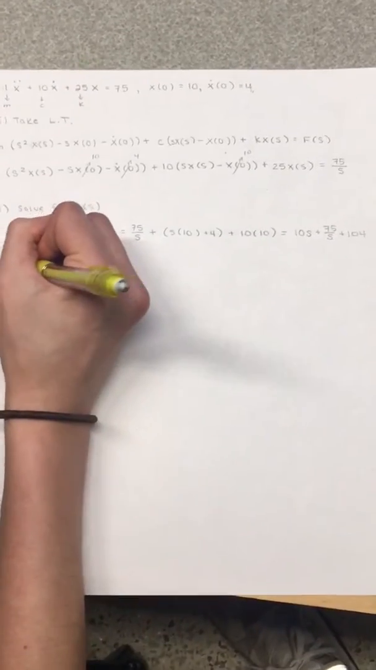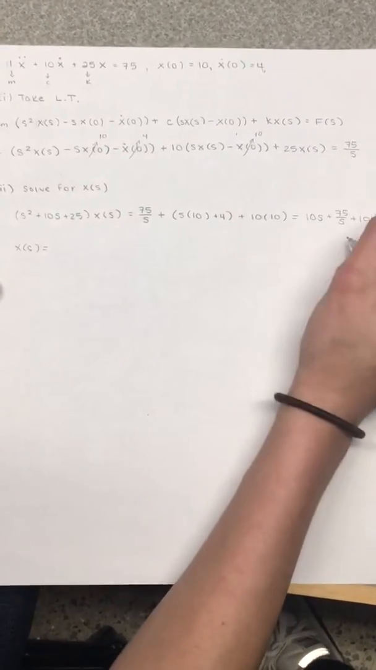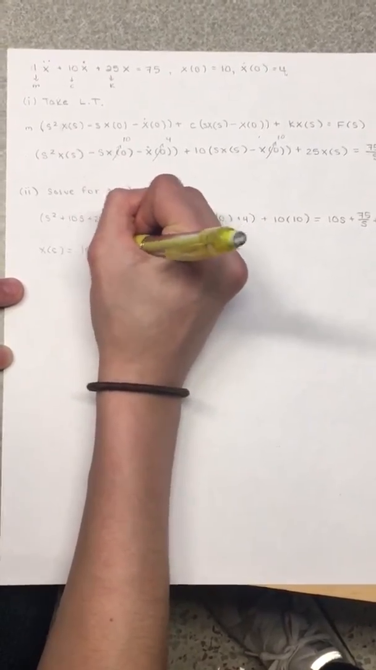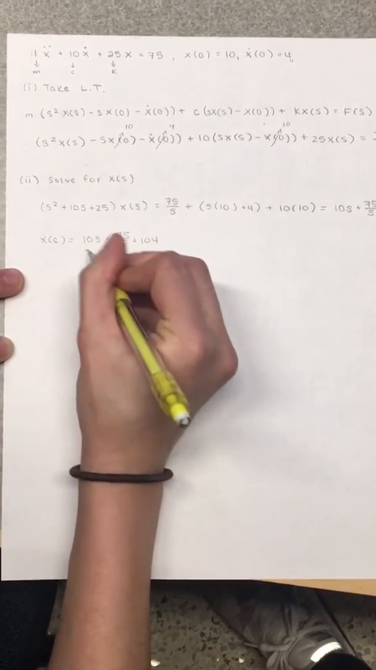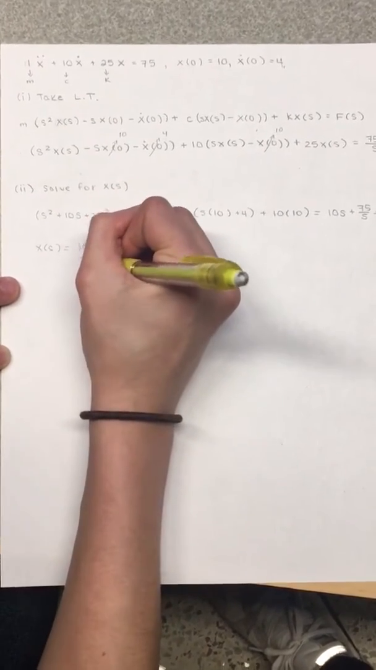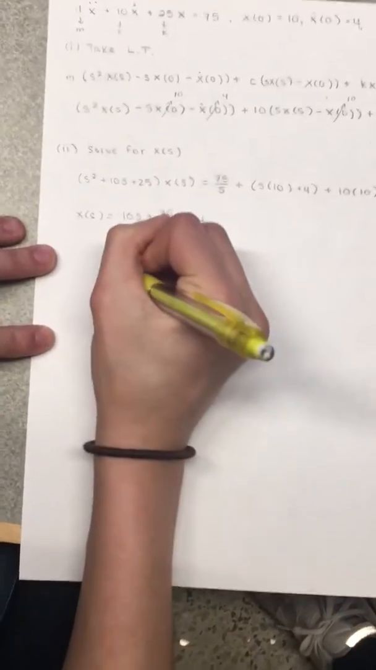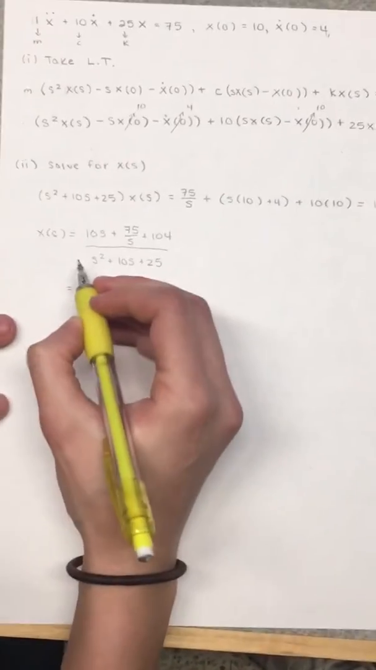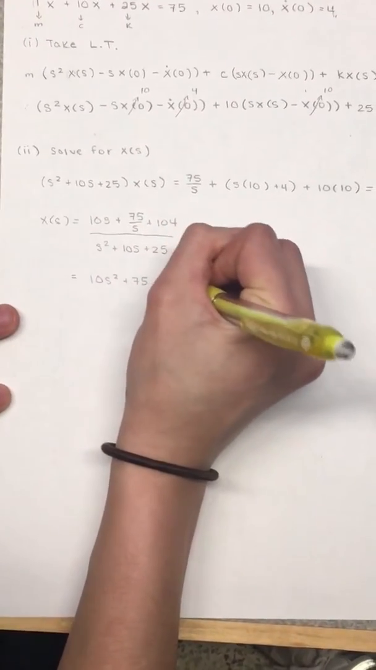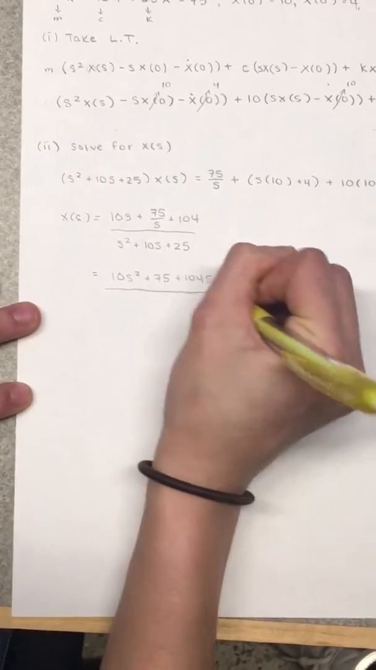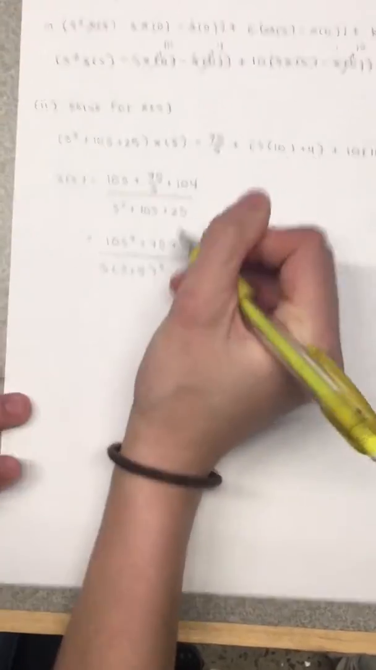Right, so moving on to solve for X(s), you're going to use your general answer over here, 10s plus 75 over s plus 104, and then divide that by your characteristic equation, s squared plus 10s plus 25. And then simplifying that down, we want this s in the denominator, so (10s squared plus 104s plus 75) all over, and if you factor this out, you'll have s times (s plus 5) squared.